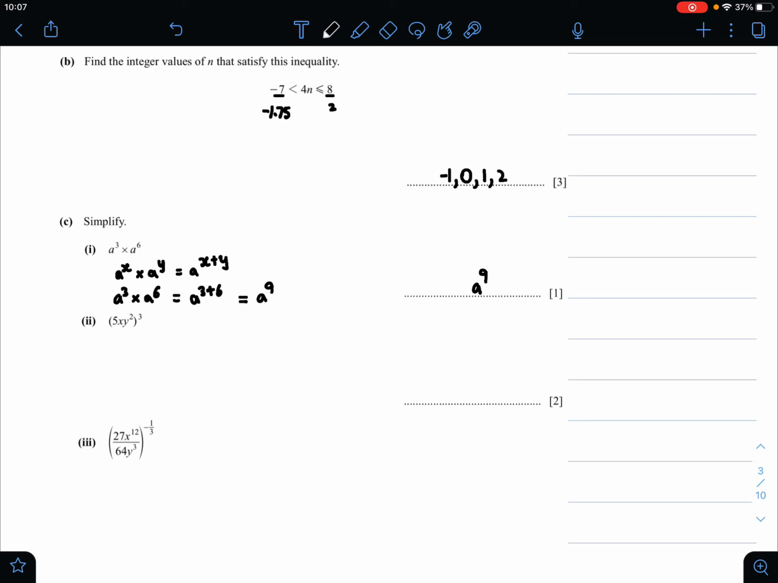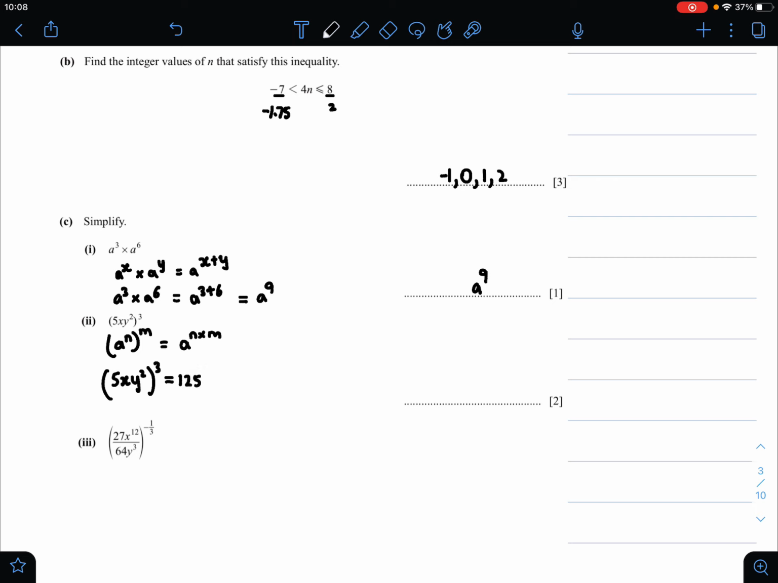For this we can use another indices rule, which states that a raised to n, the whole raised to m, is equal to a raised to n multiplied by m. In this case we have 5x y squared, the whole cubed. For the y squared part, it would be y raised to 2 multiplied by 3. But since the other terms are also going to get cubed, let's solve it part by part. So 5 cubed is equal to 125.